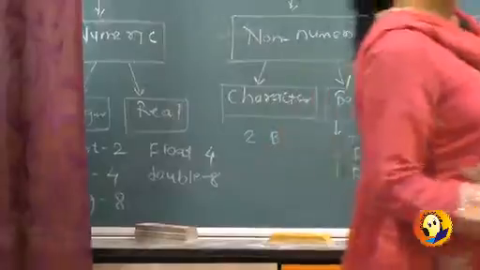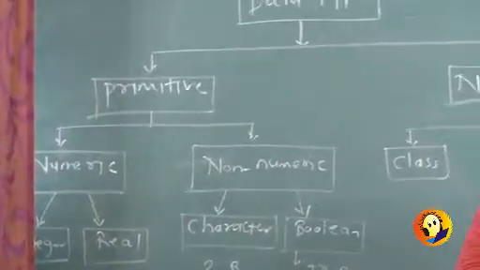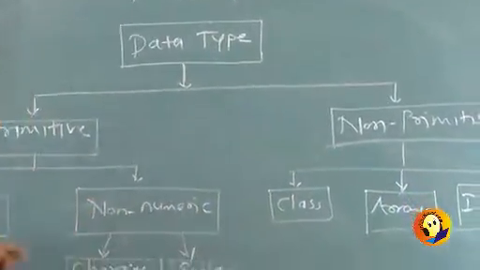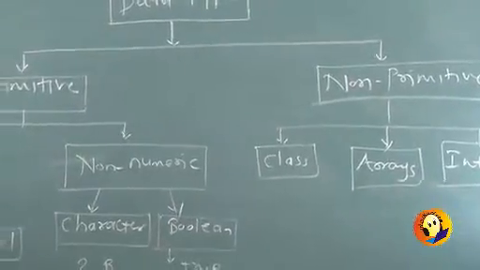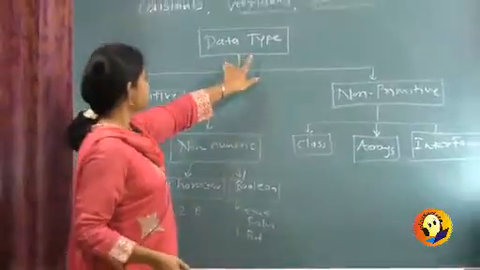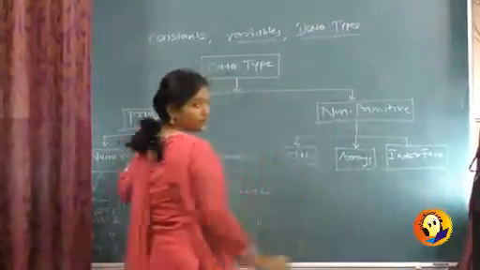So this is about various data types available in Java programming. There is one more data type in integer, that is byte. Byte is of size 1 byte. So the data types are mainly divided into two types: primitive data types and non-primitive data types.